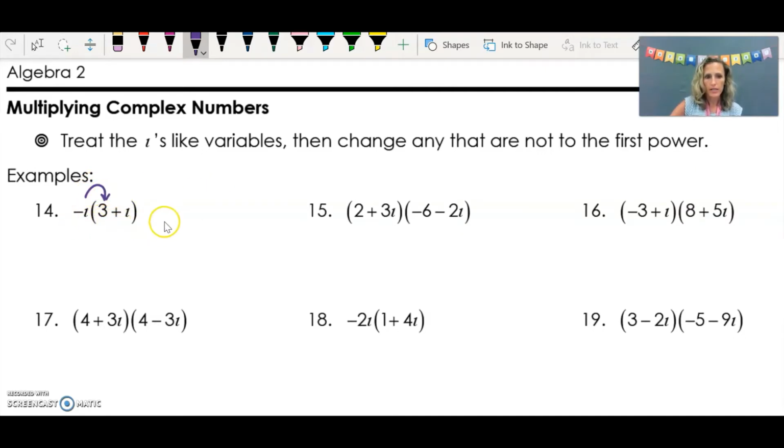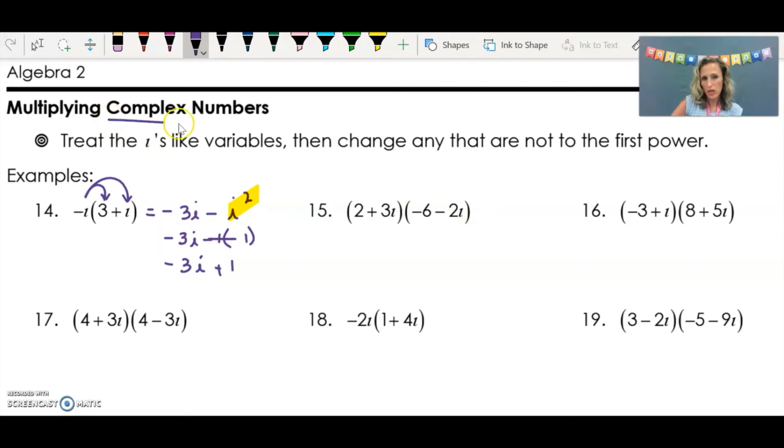So negative i times 3 gives me negative 3i, and negative i times i gives me negative i squared. So remember yesterday we learned that i squared has a value of negative 1. So I'm going to replace that i squared with negative 1. So I have negative 3i minus negative 1. And then this minus negative is going to turn into a plus. And then we're going to have negative 3i plus 1.